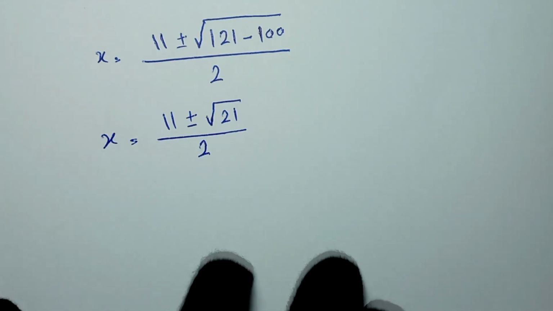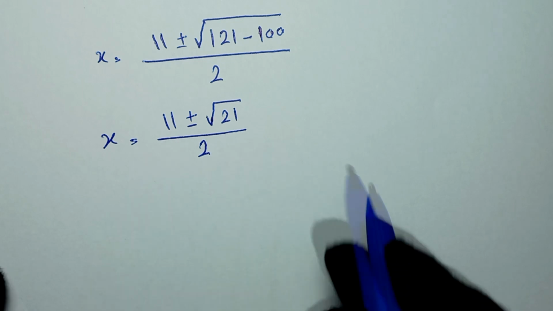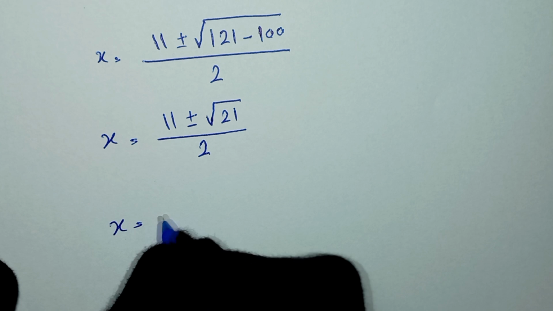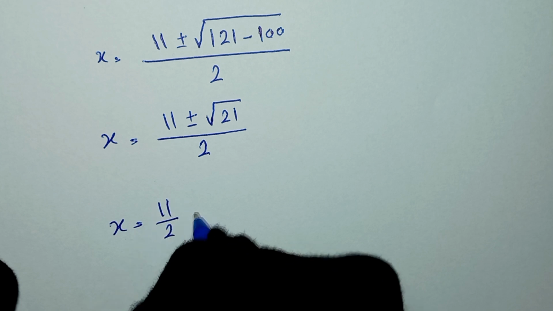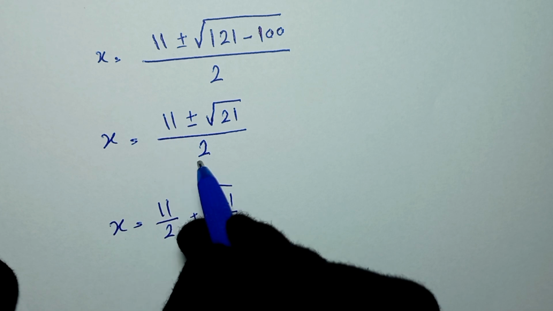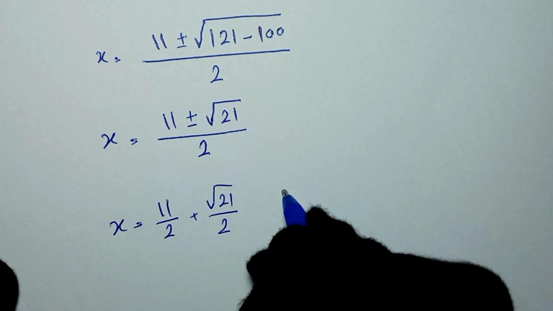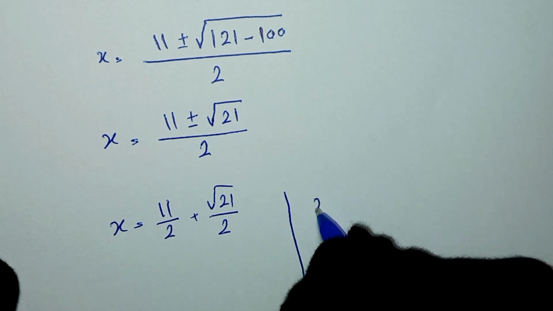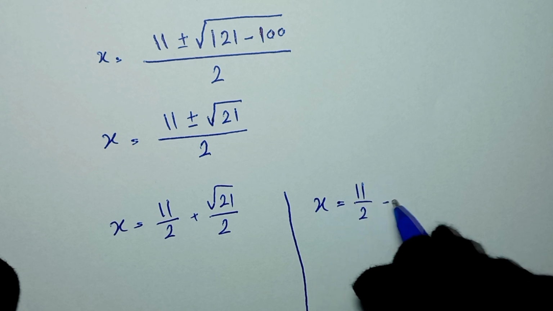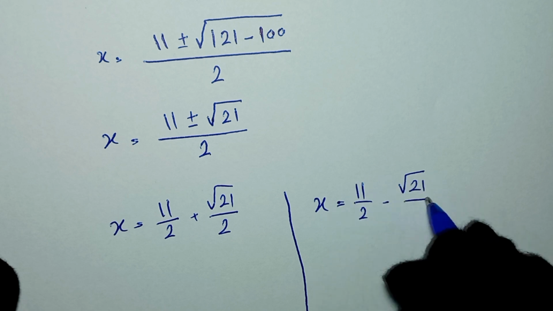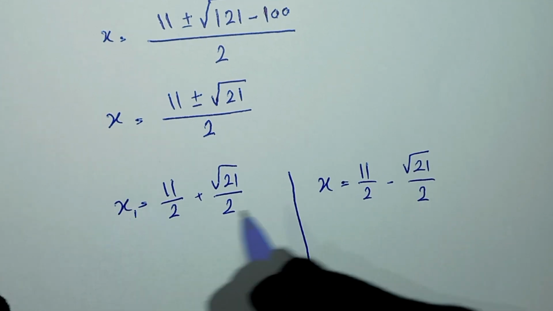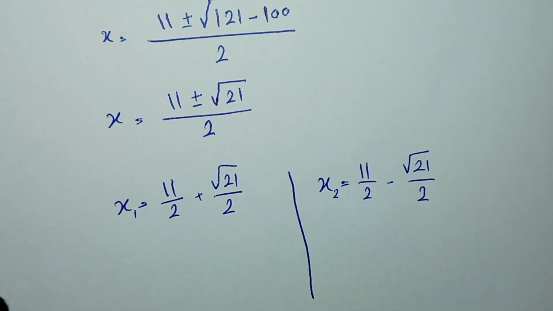right? So we found two values for x. First, x is equal to 11 over 2 plus square root of 21 over 2, right? This over 2 and this over 2. And x is equal to 11 over 2 minus square root of 21 over 2. And we can call this x1 and this x2.